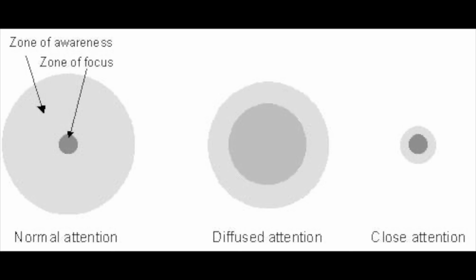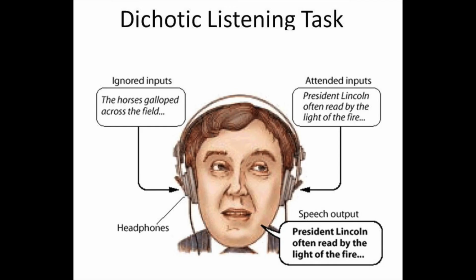The dichotic listening task was performed by Broadbent to develop the filter model of attention. The dichotic listening task involves simultaneously sending one message to a person's right ear and a different message to their left ear. Participants were asked to listen to both messages at the same time and repeat back what they heard. He found that people made fewer mistakes repeating back the words they heard in one ear first, followed by the words they heard in the other ear after.